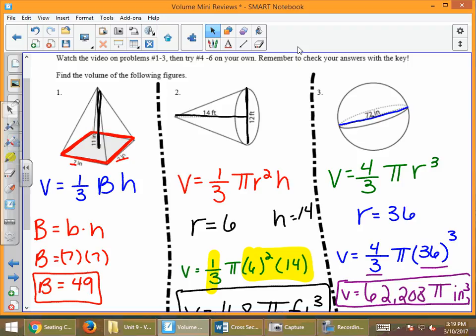If you need help with your calculator, please make sure you're asking one of us. We're happy to come by and show you how to plug things in. Again, we just did 1, 2, and 3 together. You're going to do 4, 5, and 6 on your own. Those are on the back of the sheet. And then when you're done with those 3 problems on the back, remember, check your answers with the key to make sure you are doing it correctly. If you need to, rewatch the video.